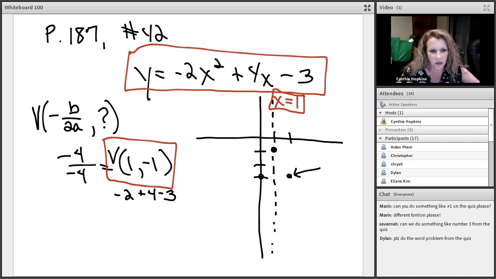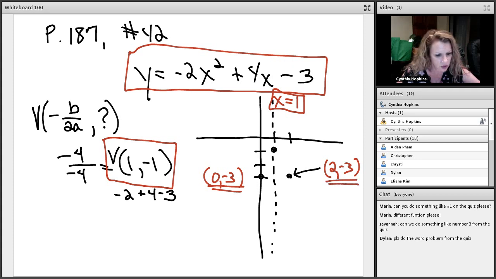Okay, so the y-intercept, I know Mrs. Bright wants you to say that the y-intercept is 0, negative 3. Depending on your teacher, they may accept just negative 3. And then this point of symmetry is 2, negative 3. So that's another answer they asked for. And then I've already written the equation of the axis of symmetry.